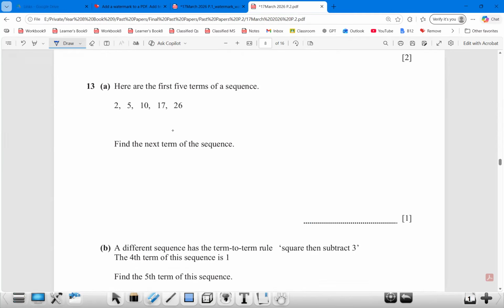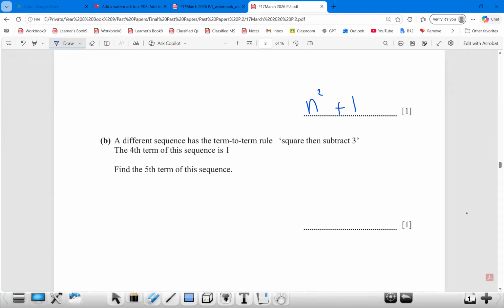Here are the first five terms of a sequence. To find the next term, first I must ask myself, is it linear or quadratic? I added 3, then I added 5, then I added 7, then I added 9. The second differences are the same, so it is quadratic. N squared, definitely. If you test it, you're going to find that 1 squared is 1 only, but I need to reach 2, so add 1 to it. So it's n squared plus 1.